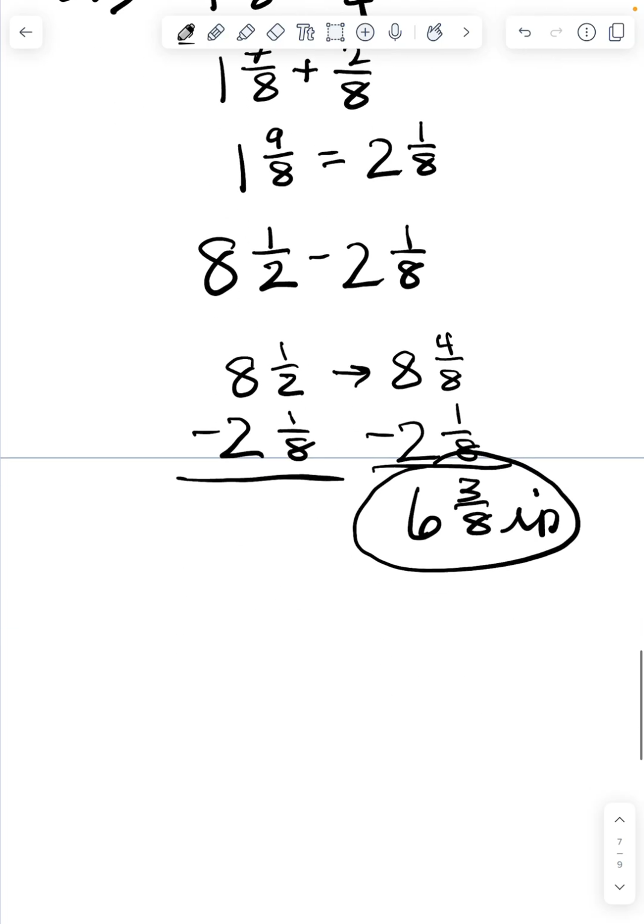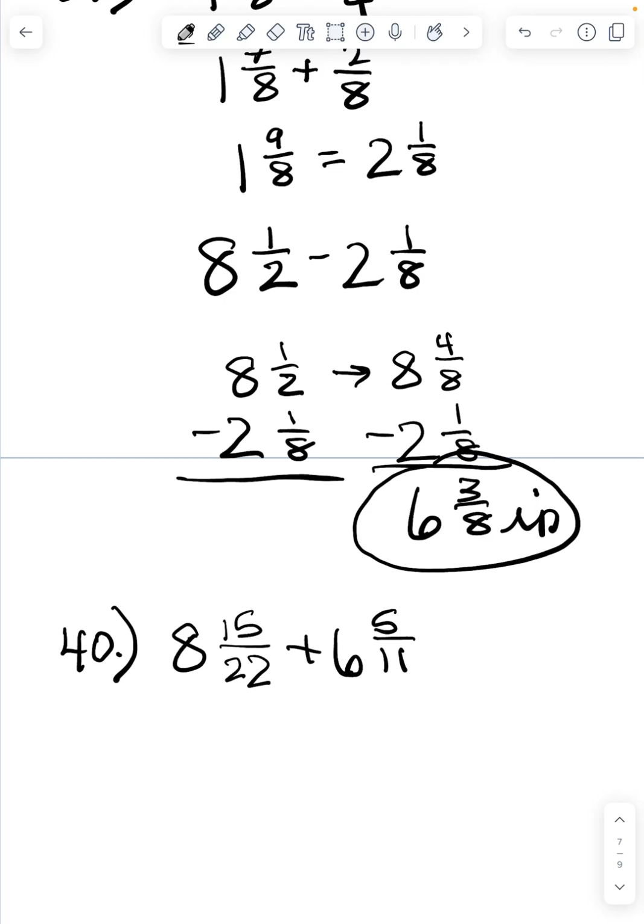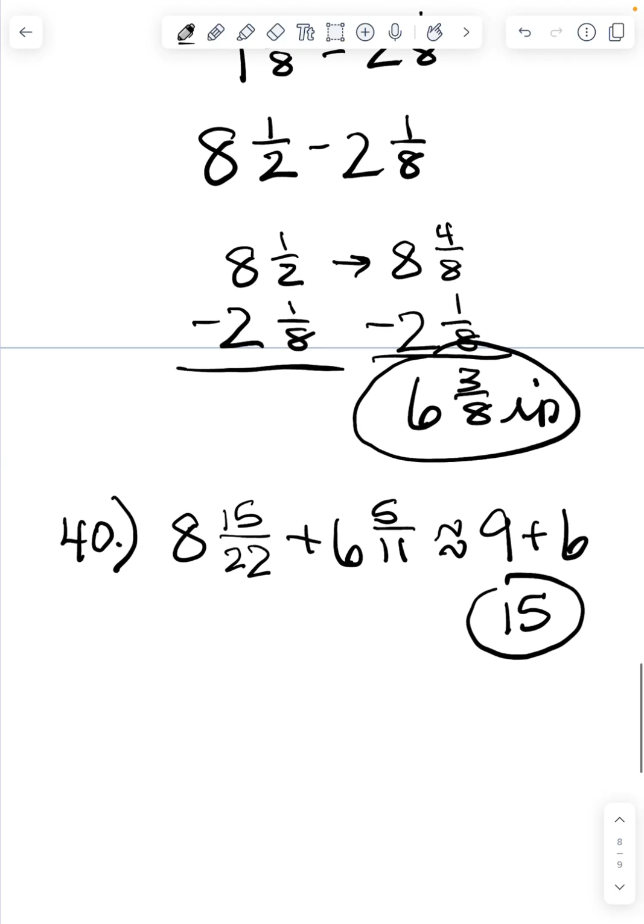All right, next is numbers 40 to 49. Number 40, estimate each sum or difference by rounding each mixed number to the nearest integer. So we have 8 15/22 plus 6 5/11. So this is about 9 plus 6. And that means we're about 15 is our answer.